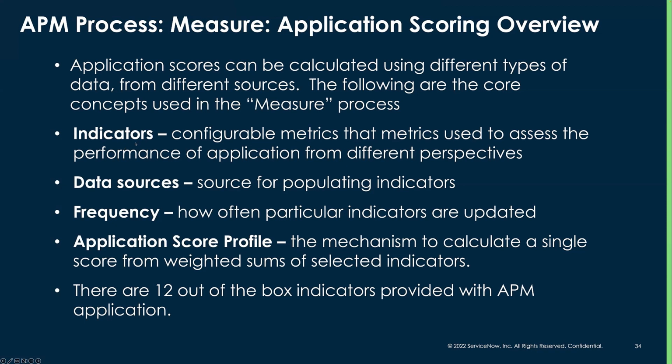The application scoring profile derives that single score. Remember, you also have the indicator scores. All of them play a part in our rationalization. There are 12 out of the box indicators in the APM application.